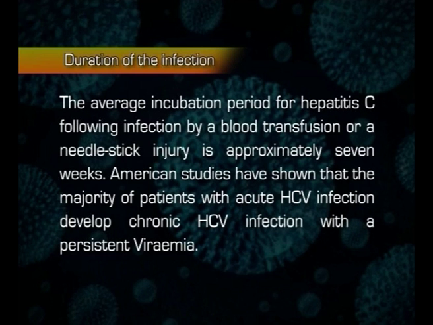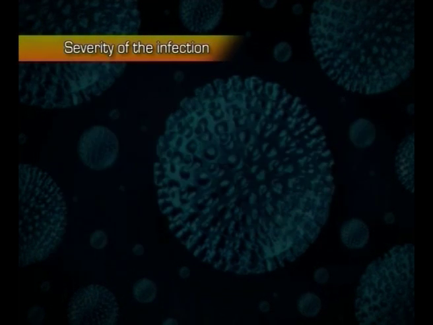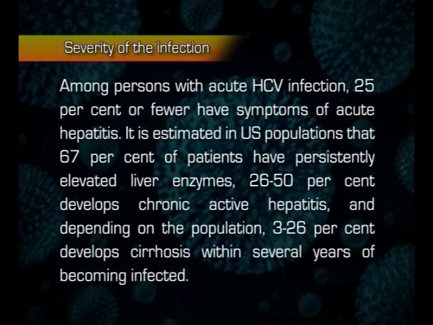American studies have shown that the majority of patients with acute hepatitis C virus infection develop chronic hepatitis C virus infection with persistent viremia. Severity of the infection. Among persons with acute hepatitis C virus infection, 25% or fewer have symptoms of acute hepatitis. It is estimated in the US population that 67% of patients have persistently elevated liver enzymes, 26 to 50% develop chronic active hepatitis, and depending on the population, 3 to 26% develop cirrhosis within several years of becoming infected.